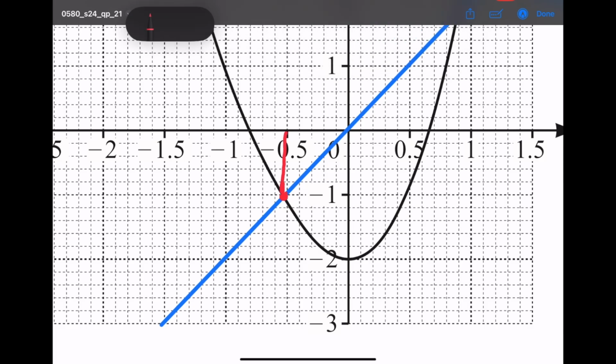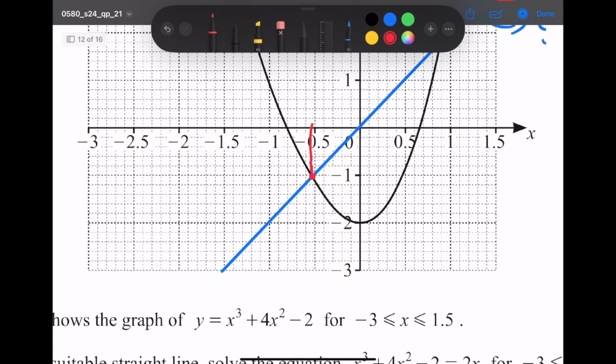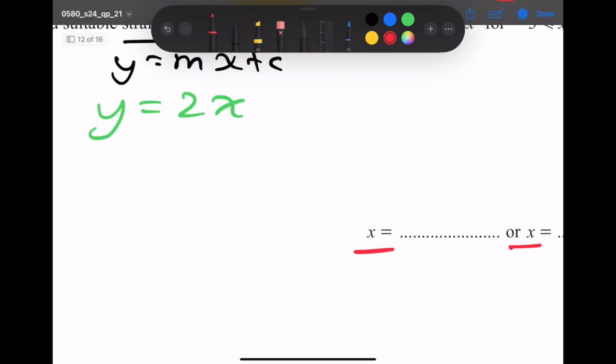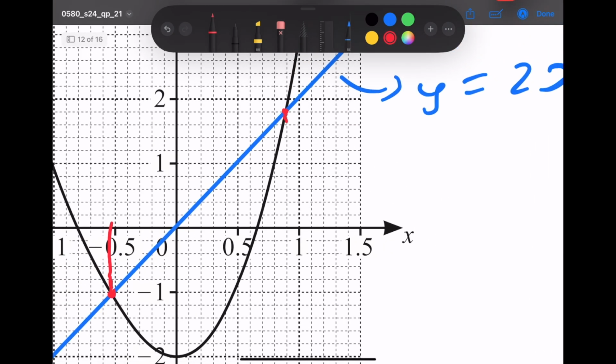Yeah, approximately 0.55, and it's negative in this case because it's on the negative x-axis side, and positive 0.9.